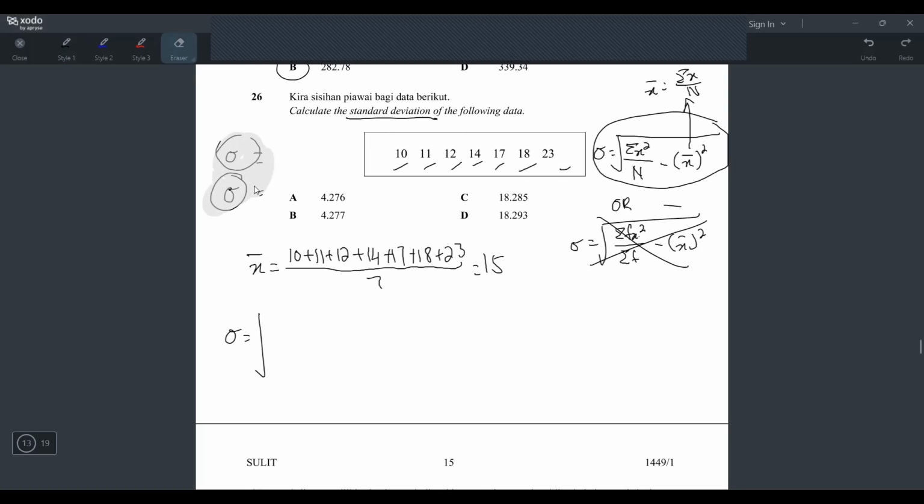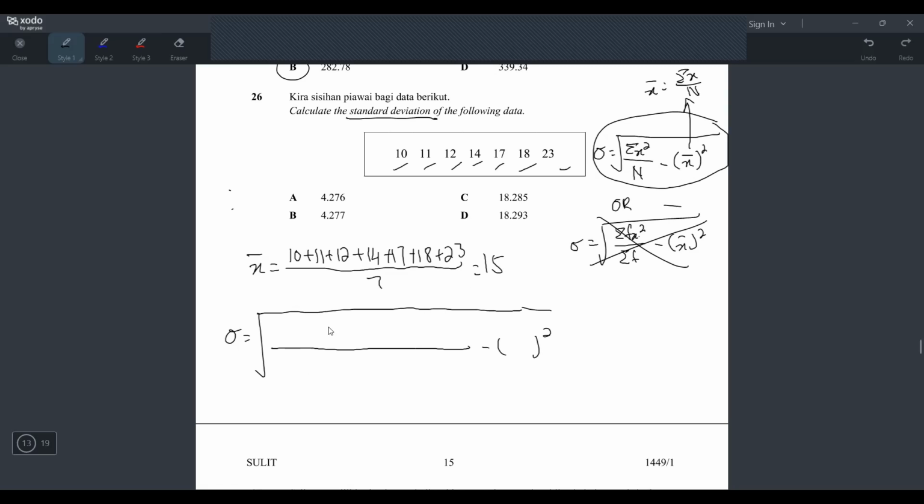Sometimes students confuse the two symbols. They mix up the variance symbol and the standard deviation symbol. So remember, the standard deviation symbol tak ada square, tapi formula dia ada square root. So what I do is draw a line and then tolak bracket square. And the bracket here is to masuk the mean. Mean sudah tahu 15. And then here, just take the sum of x square. But it's not you tambah dulu baru square. You kena square dulu baru tambah.